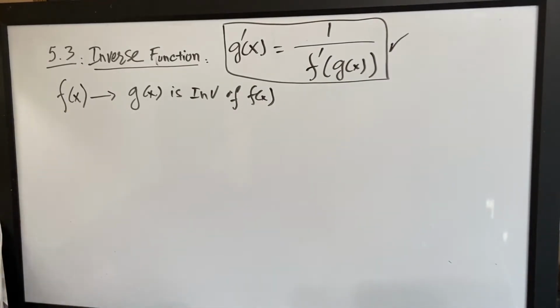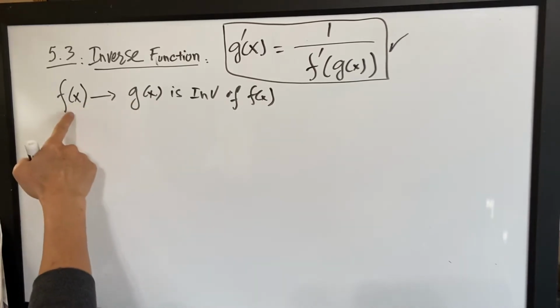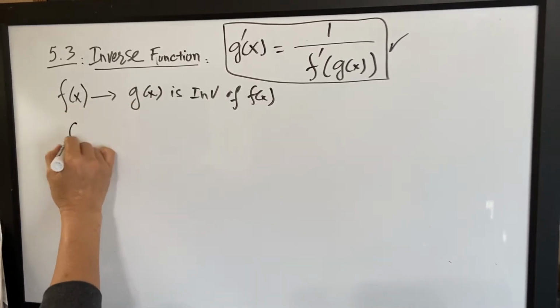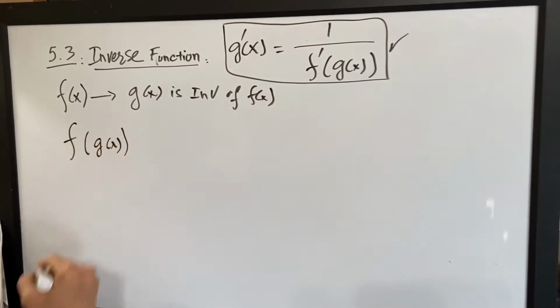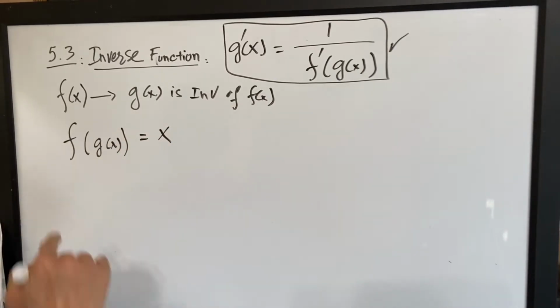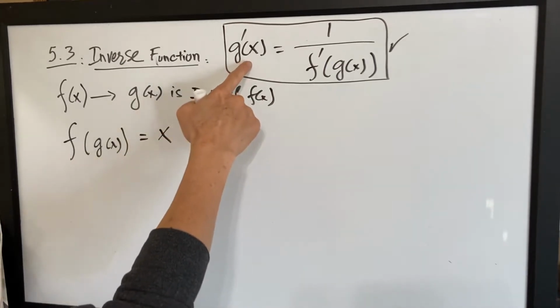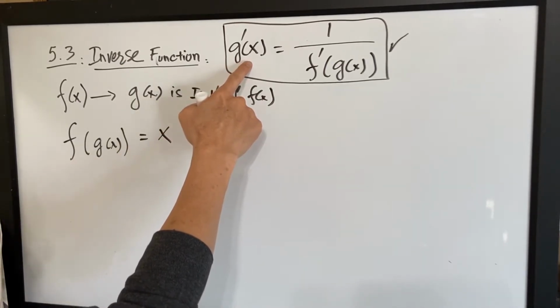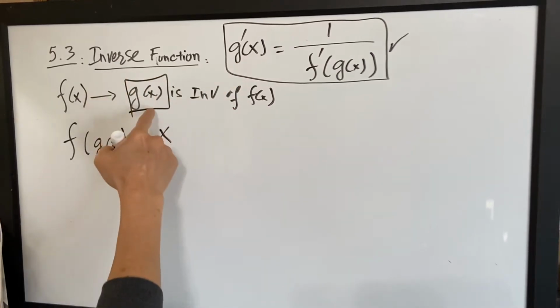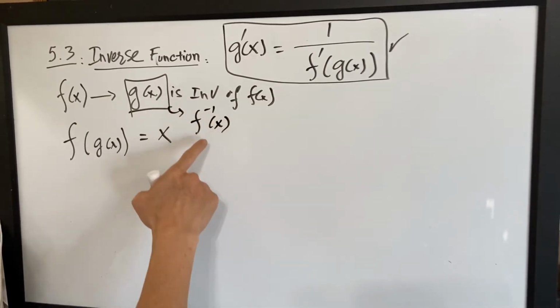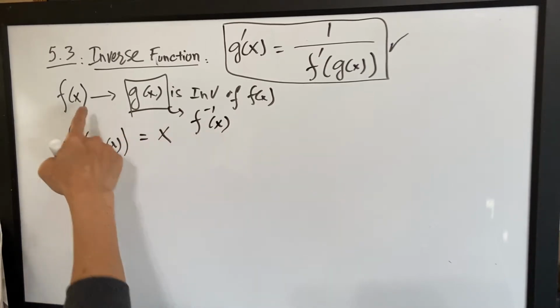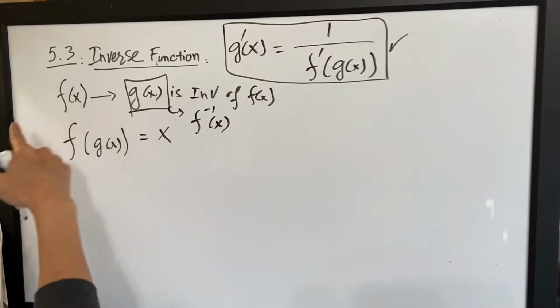By definition, if g of x is the inverse of f of x, then you will have the composite form f of g of x equals x. There we go, and that is the definition. Now I am looking for the derivative of the inverse, noticing g of x is the inverse. We try not to use the other notation because it might be confusing with 1 over x. Therefore, g of x is the inverse.